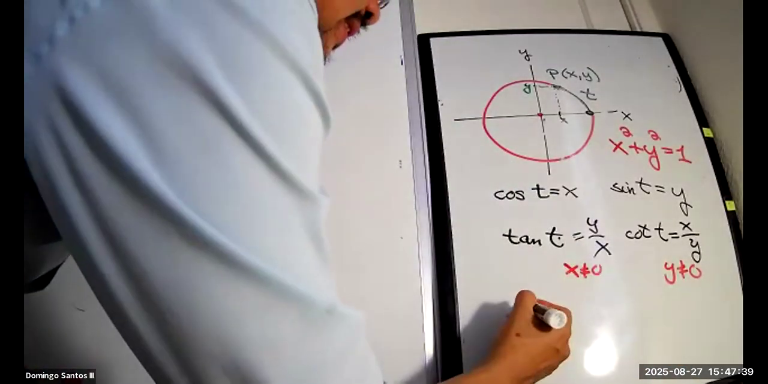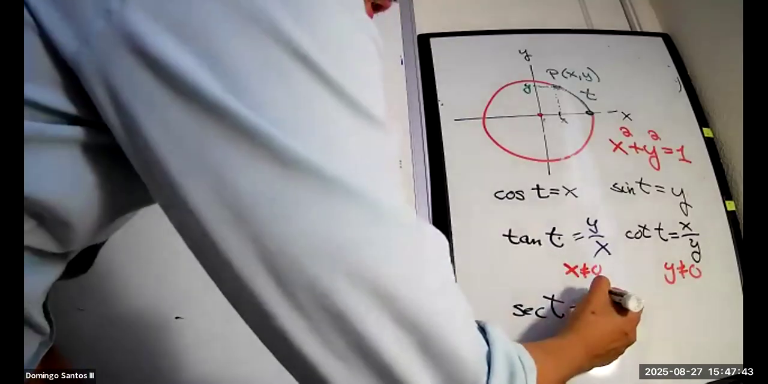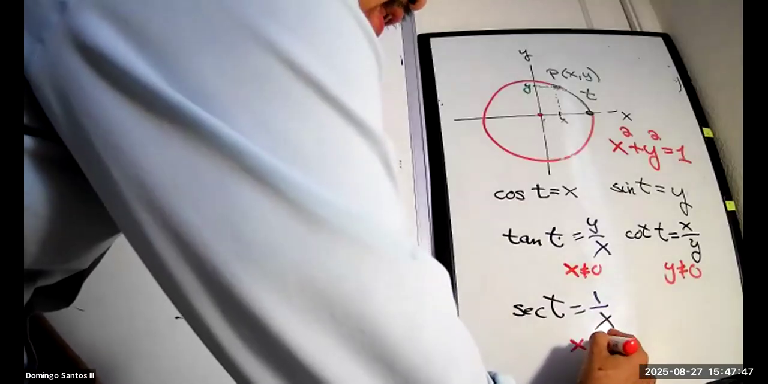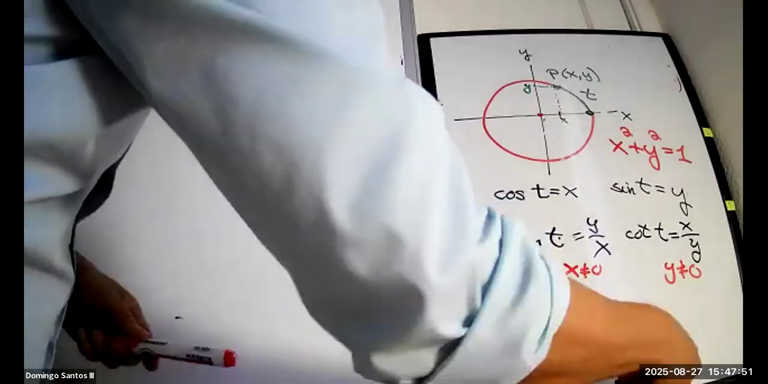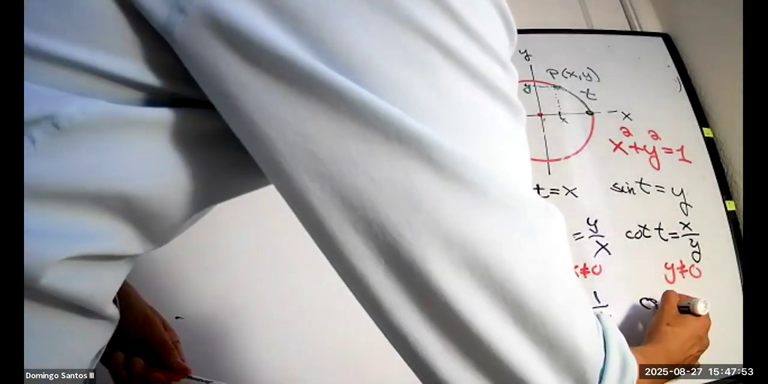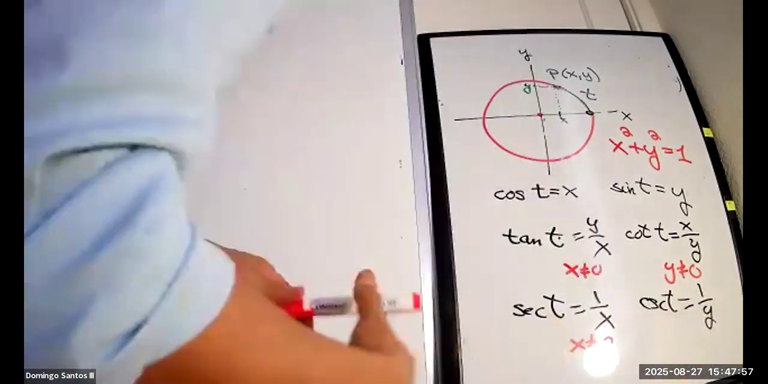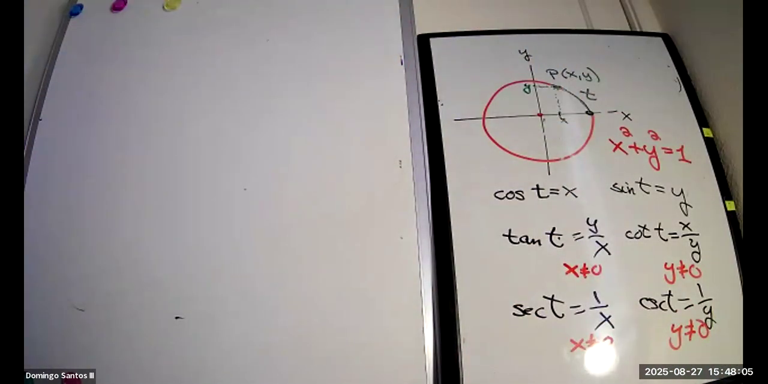And secant t equals 1 over x, and of course, the assumption again, x is non-zero. And then cosecant of t will just be 1 over y, with the same assumption that y is non-zero. So these are the definitions of the trig functions.